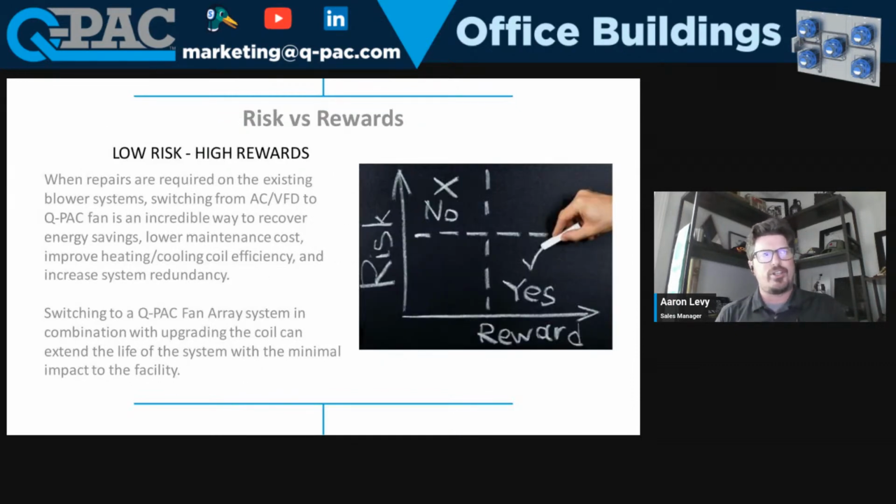And this is where the low risk and high reward comes in: when repairs are required on this stuff, switching from AC to EC is not that big of a change. You do get a lot more efficiency out of your system with EC. You eliminate some of the destructive issues of a VFD. You get lower maintenance costs, improved cooling efficiency, more redundancy in a system, and fewer harmonics if you're looking at a 6 pulse compared to a standard EC.